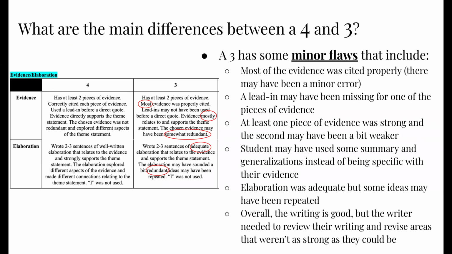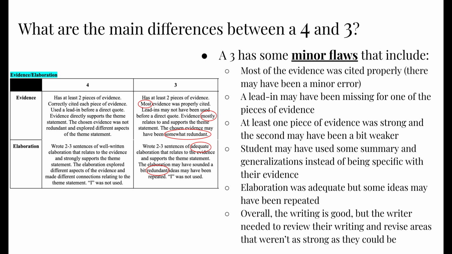What are the main differences between a 4 and a 3? Well, again, if you're not getting a 4 and you get a 3, why would you get a 3? It's again because of minor flaws. This could be including that most of the evidence was properly cited, but there may have just been a minor error that you made. A lead-in may have been missing for one of the pieces of evidence, but you had it correctly done for your other piece of evidence.